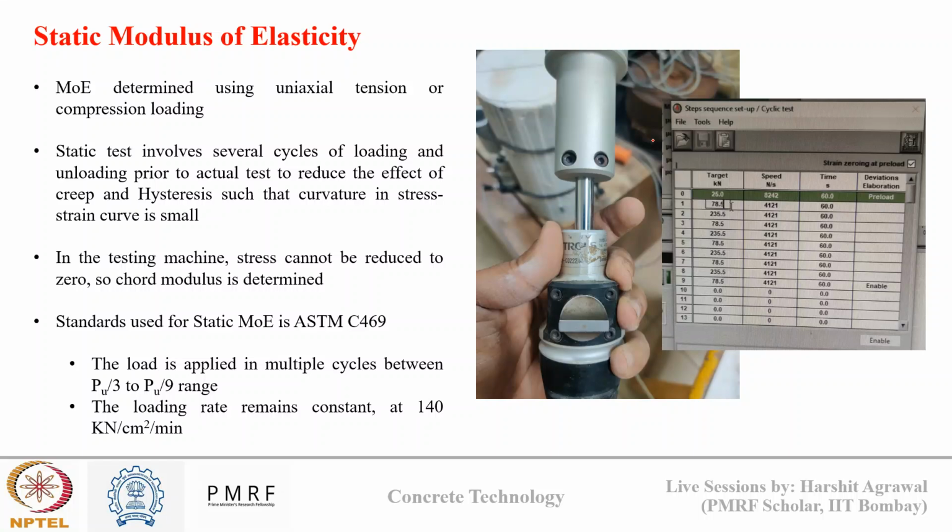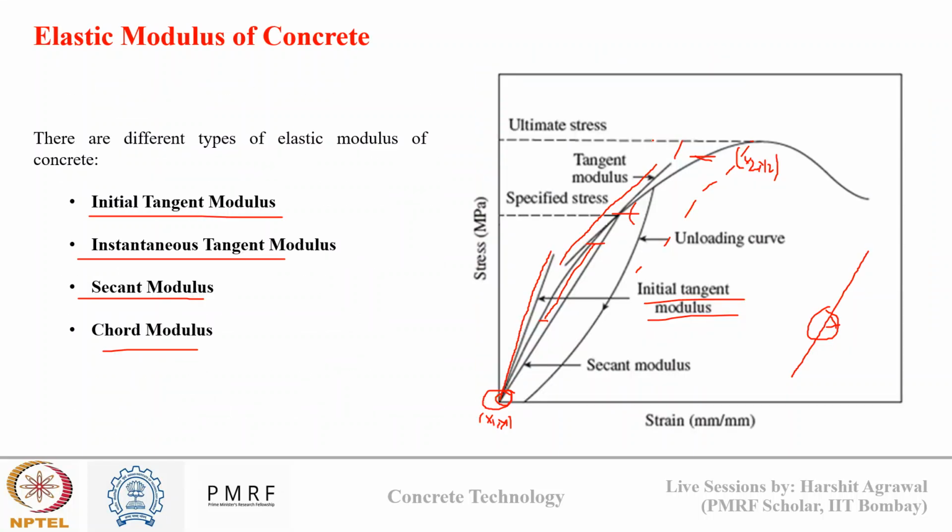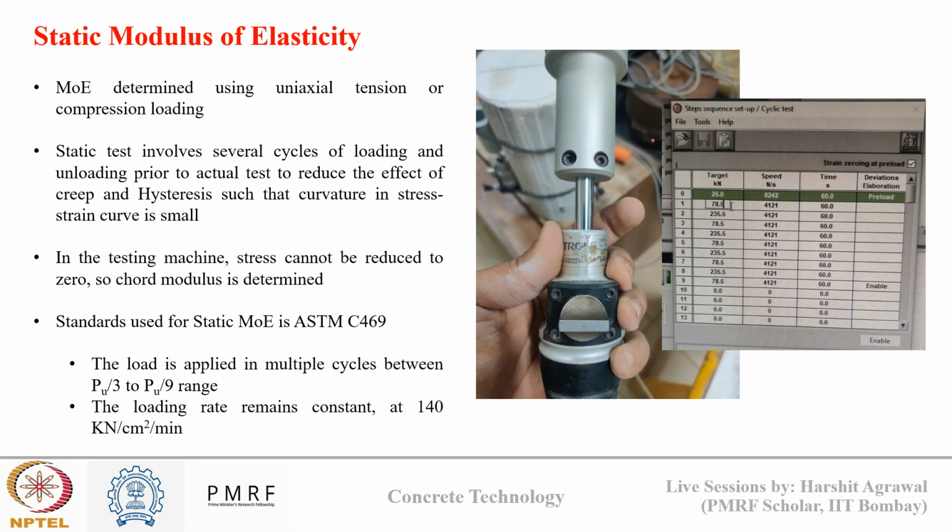So these are the four types of modulus of elasticity. Now, how do we determine the modulus of elasticity of a concrete sample? There are two methods. One is known as static MOE and one is known as dynamic MOE. First we'll talk about static MOE. In this, MOE is determined using uniaxial tension or compression loading.